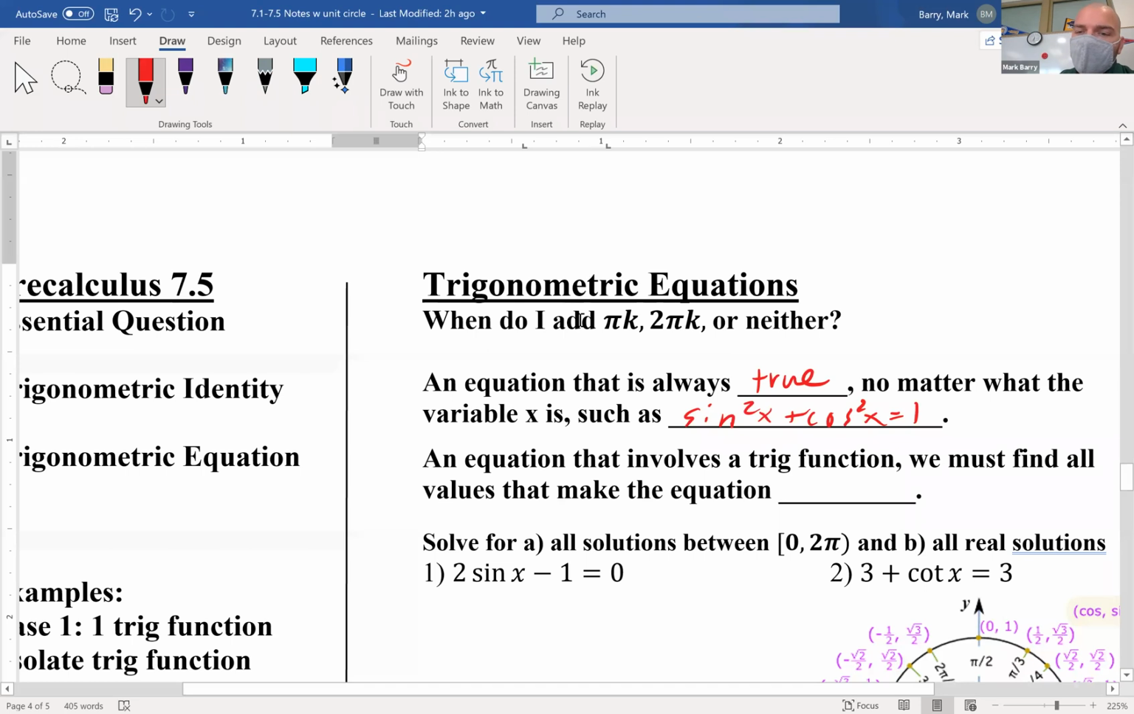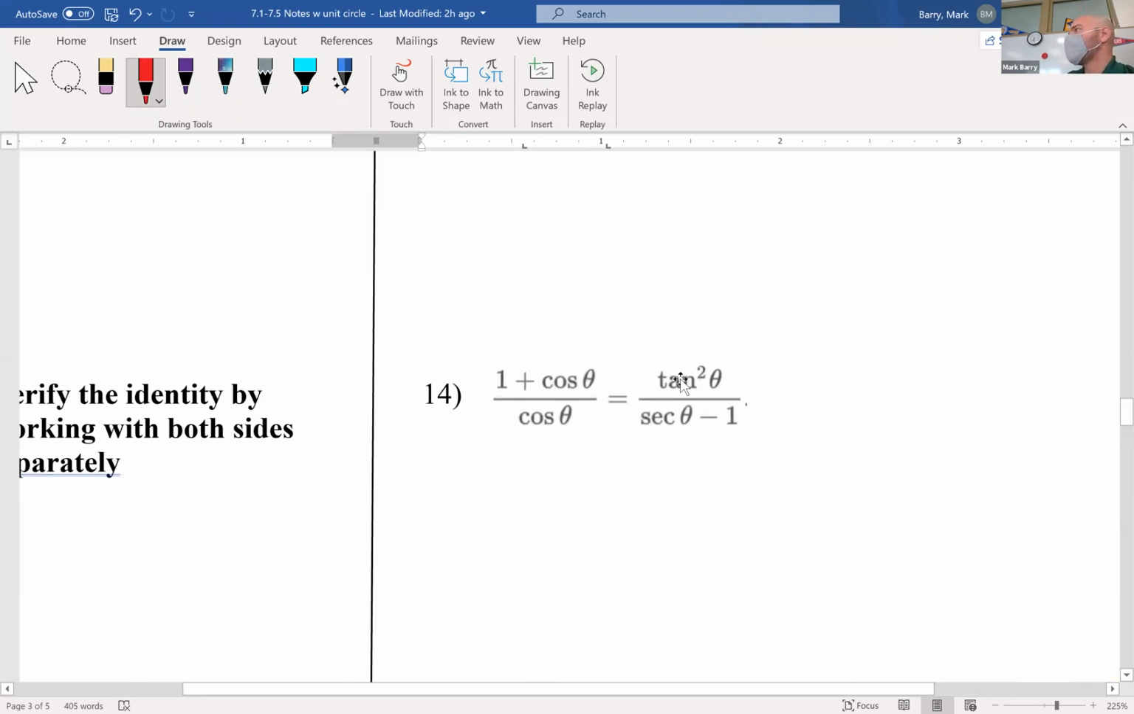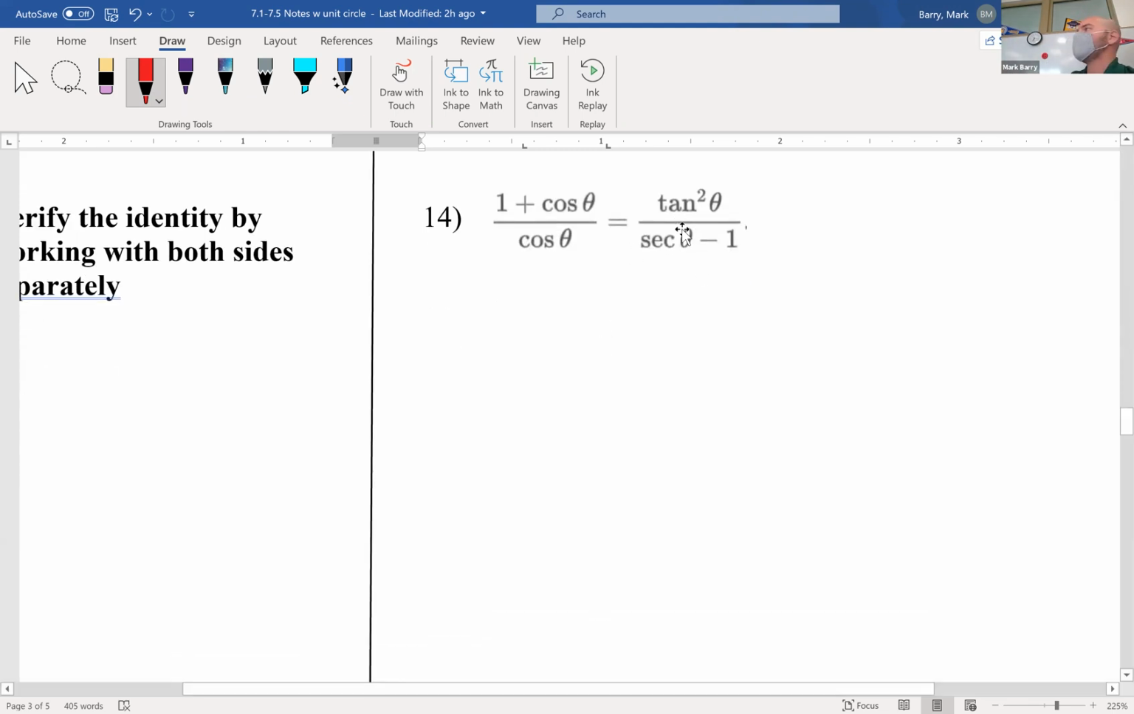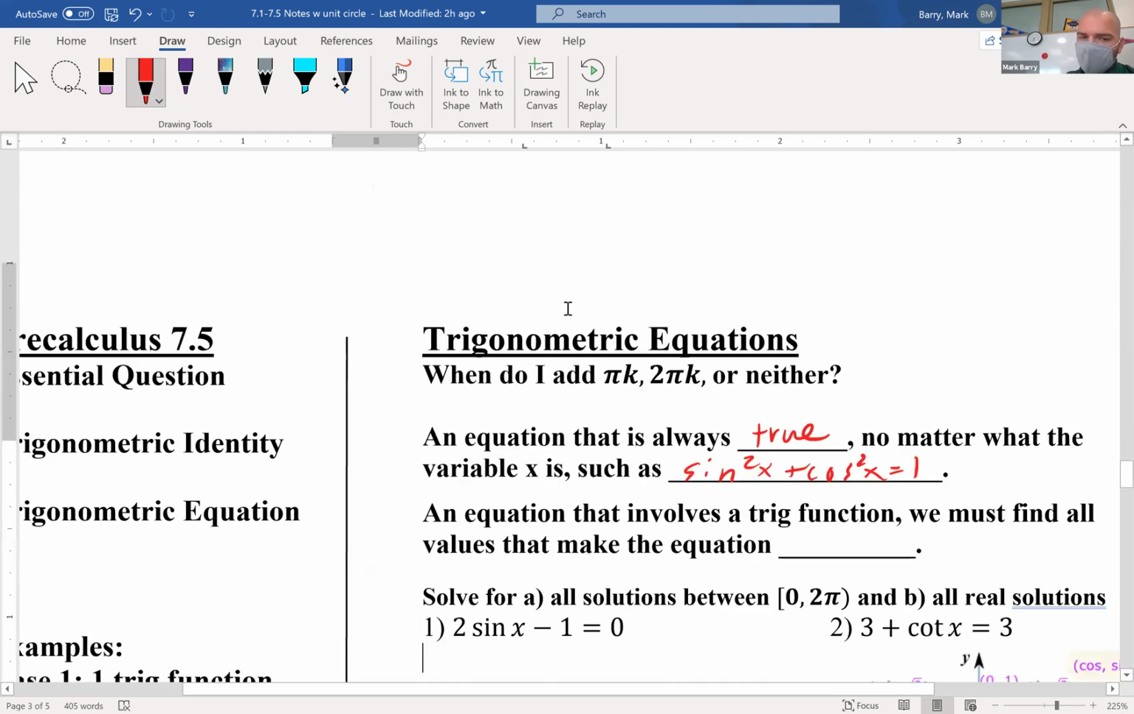And so remember, going back to these types of problems that we did here, our goal was not to figure out what the variable was. We weren't trying to find x equals or theta equals some number. We were just trying to make the right side look like the left side or make the left side look like the right side. So what we're doing today is a little bit different.